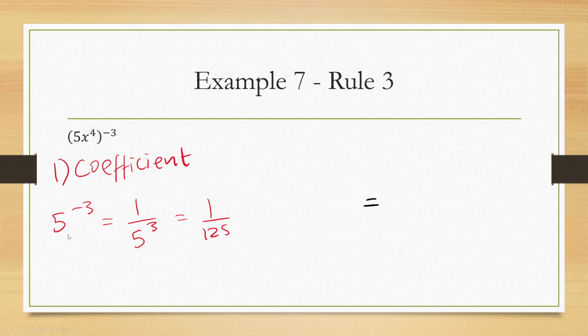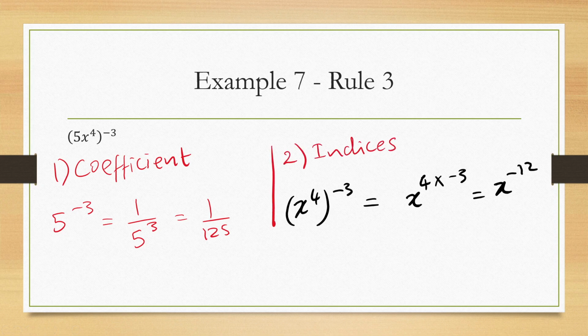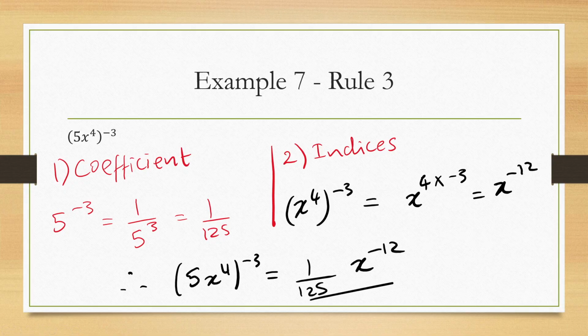So if you have 5 here, then you would have 1 over 5. Or if you had 1 over 5 here, then you would have 5 here. So because it's 5 to the power of minus 3, you bring it down, so it becomes 1 over 5 to the power of 3, which is the same as 1 over 125. Now looking at the indices part, it's the same as before, but the only difference is instead of doing 4 times 3, you do 4 times minus 3, which is minus 12. Now combining those two together, you get 1 over 125 x to the power of minus 12.